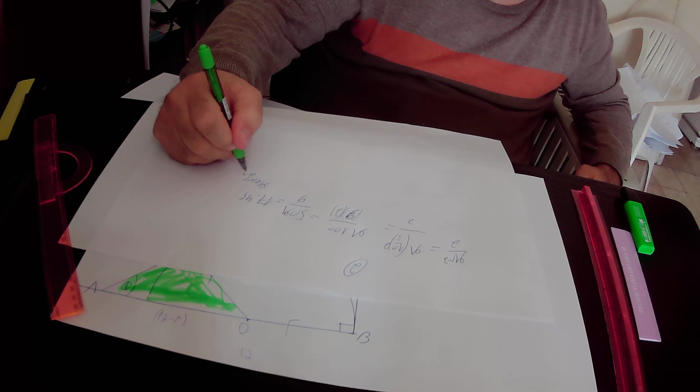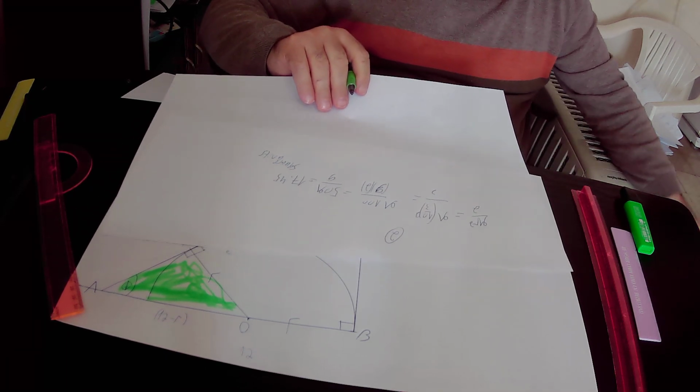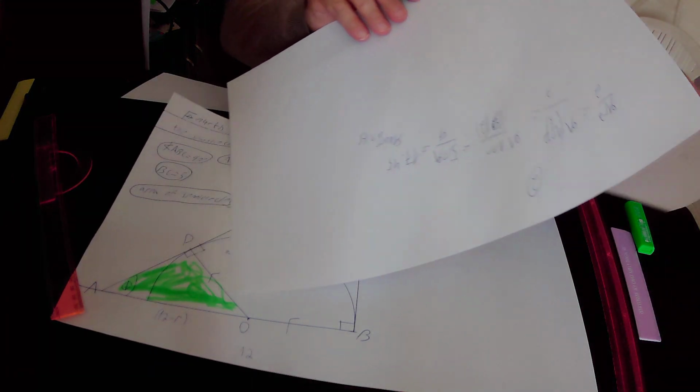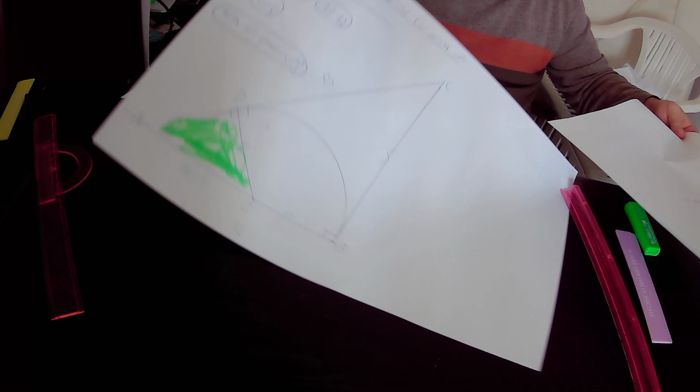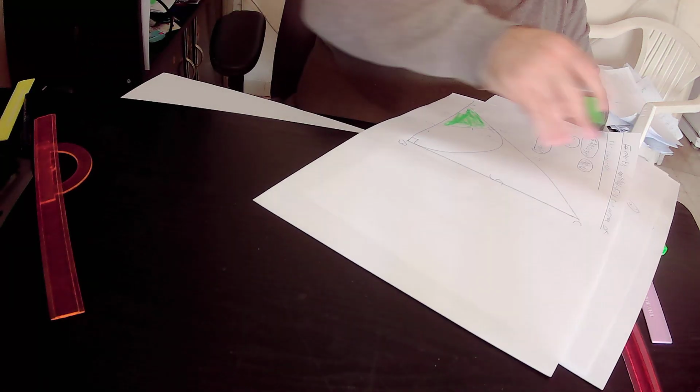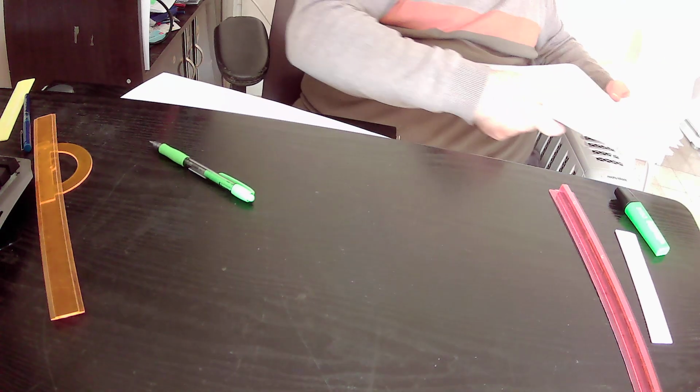Okay, so now I will summarize the lecture. Actually, we wanted to find out the area of this semicircle. We found the area of this semicircle in 4 different methods.